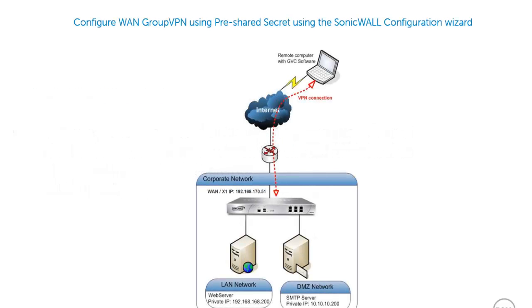For the purpose of this video, we use a network like this. In this network, the SonicWALL has a primary WAN interface IP of 192.168.170.51. This SonicWALL has a LAN and a DMZ network. A web server is located on the LAN zone with an IP address of 192.168.168.200, and a mail server is located on the DMZ zone with an IP address of 10.10.10.200. Our objective is to allow remote users on the internet to access the network behind the SonicWALL by connecting to WAN GroupVPN using the Global VPN client software.